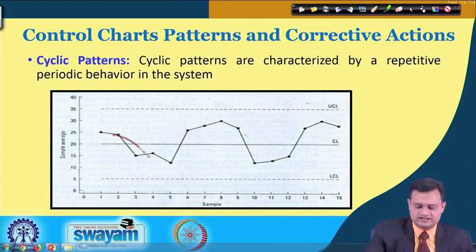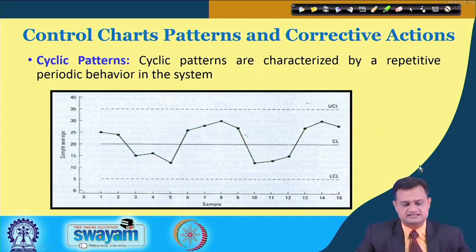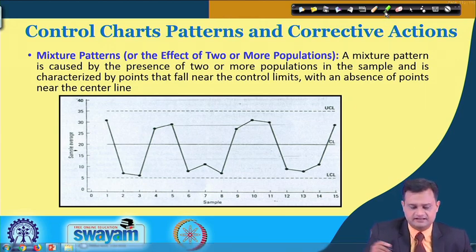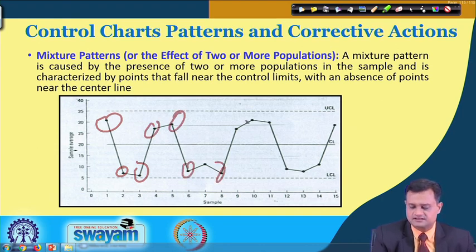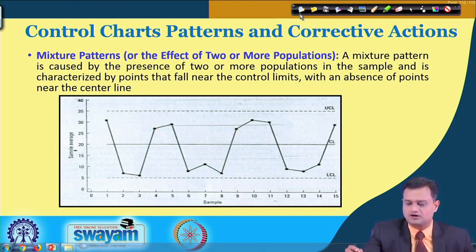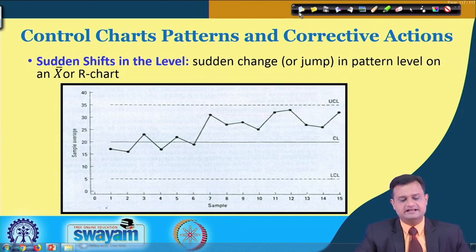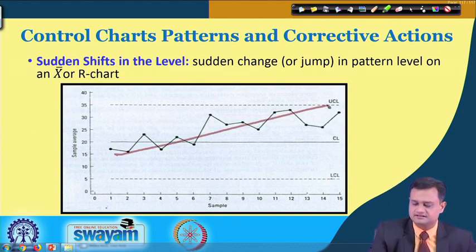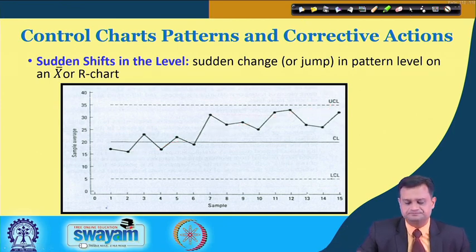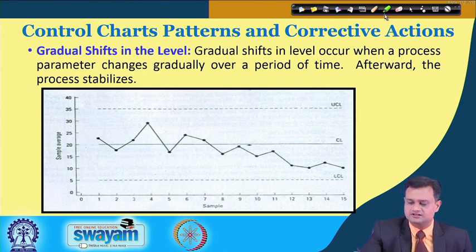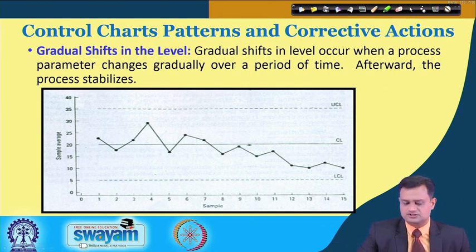It is a cyclic pattern, you can see the cycle is formed. The reasons I told. You can see another, that is the mixture pattern, and you see the points are falling very close to the control lines, maybe upper or lower, and this is typically called mixture pattern. So, two populations are mixed, two distributions are mixed. And sudden shift in the level, you can see there is a gradual increase and sudden shift in the level. You can see gradual shift in the level. So, shift is taking place, but it is gradual, and this is your gradual shift in level.